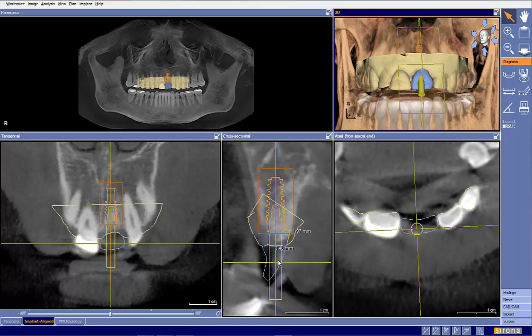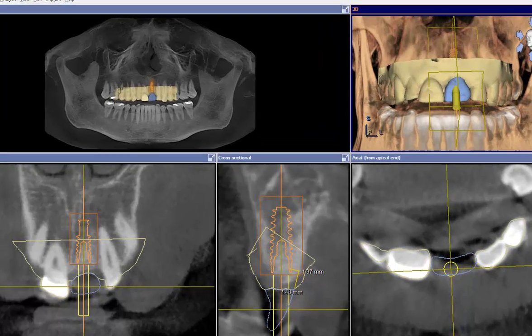But what I really become concerned about here is where it's emerging right here. And because of this emergence, I'm very concerned that we're not going to be able to hold our tissue, and we're going to have a great risk of causing some recession. And depending on the smile line, I get worried about that. But more importantly, even if the smile line doesn't show it, I just don't want that recession, especially when it seems to be that we have enough bone.